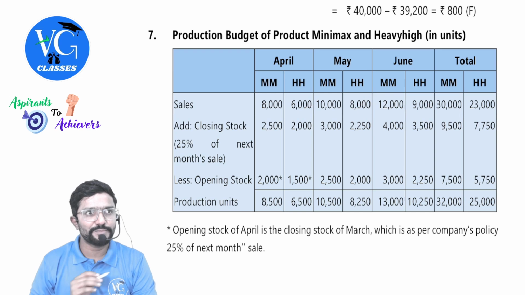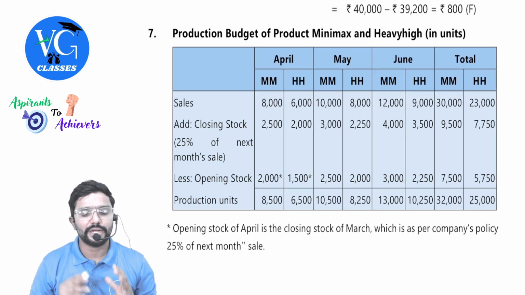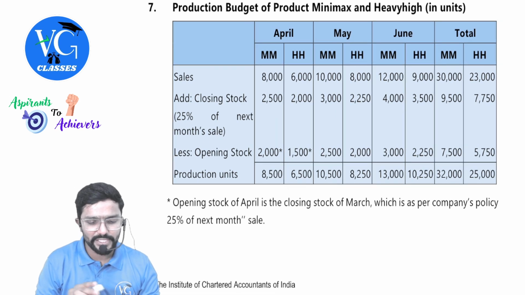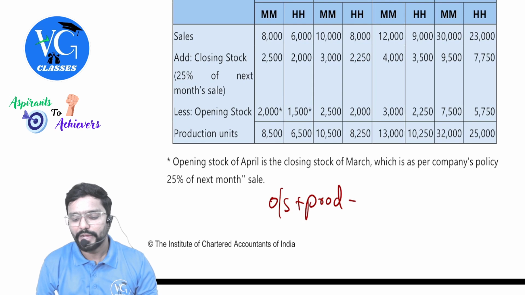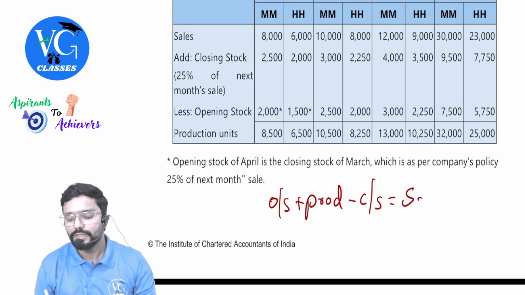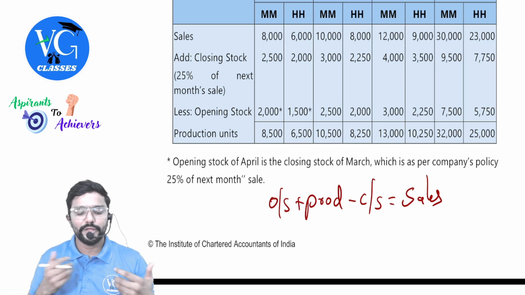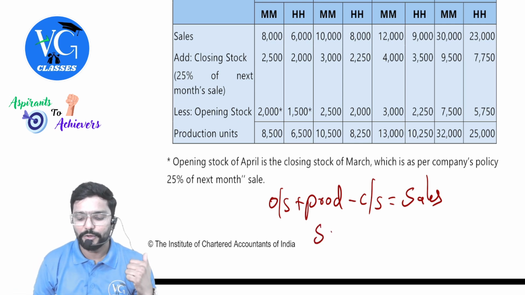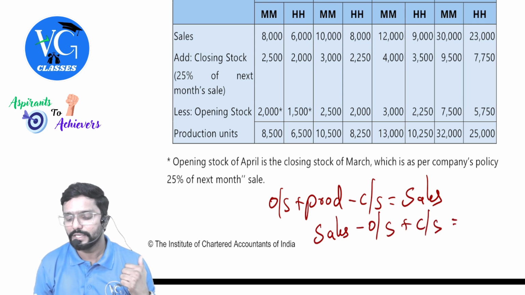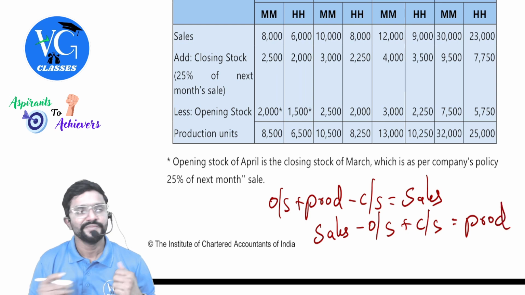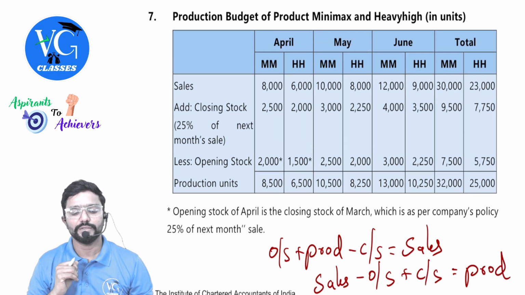Guys, please pay attention now. Closing stock. You know the equation now? I already explained this, guys. Opening stock plus production minus closing stock is equal to sales. Now, if I want to find out the production, then what do I do? Sales minus opening stock plus closing stock is equal to production.